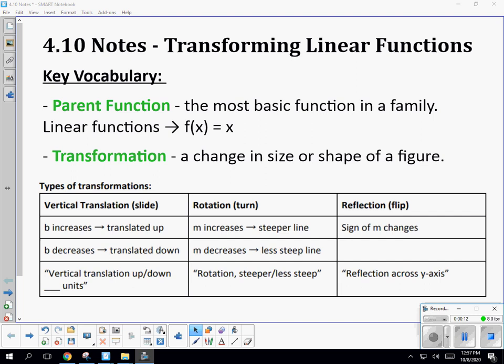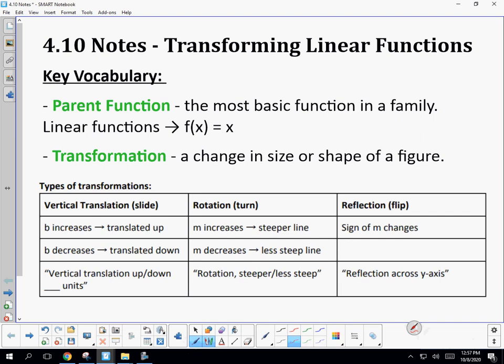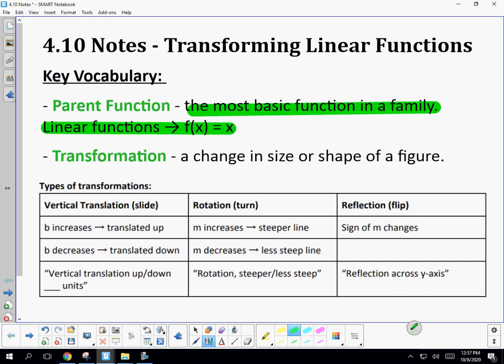Our key vocabulary is parent function. A parent function is the most basic function in a family. We talk a lot about linear functions, and if you remember correctly, the parent of our linear function is f of x equals x. And you may also see it as y equals x.